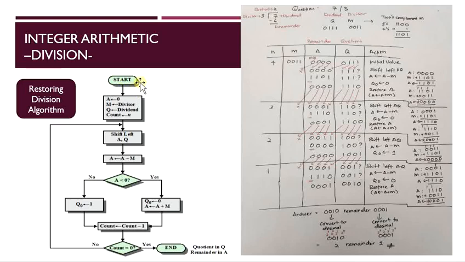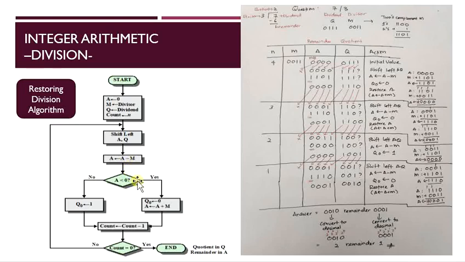Okay, we start with the flowchart. The accumulator should start with 0. M is the divisor. The M register should contain the divisor bits, and Q is the dividend. The Q register contains the dividend bits, and N is the count. Then do the shift left for the accumulator and Q register, and then do the subtraction. Again, for the subtraction, the subtrahend, you need to convert to the 2's complement, and then you do the normal addition.